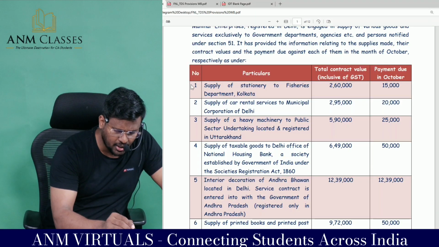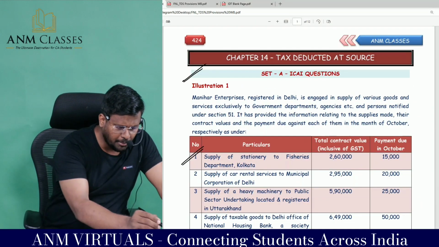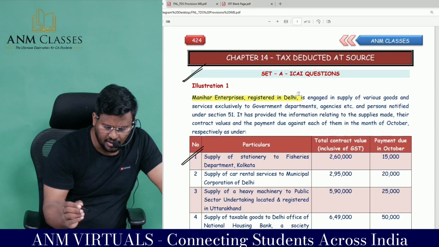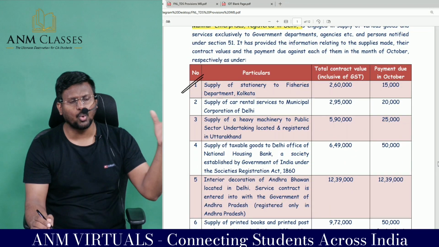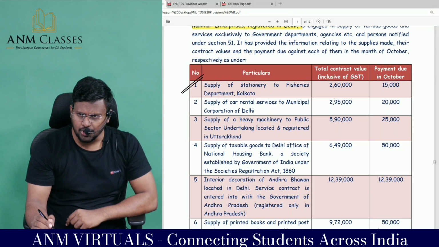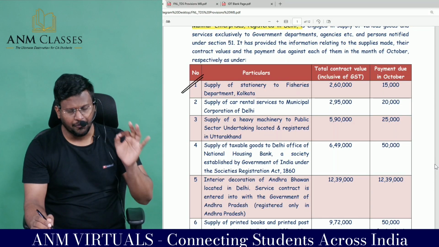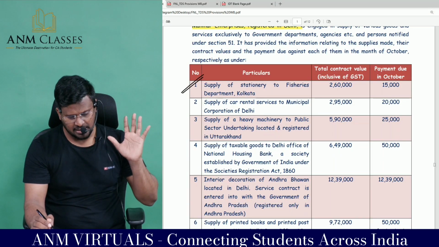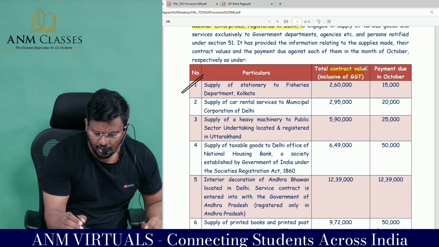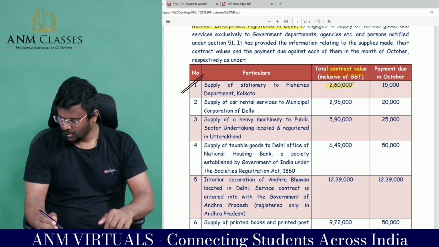Supply of stationery to Fisheries Department, Kolkata. That means our Manihar Enterprises registered in Delhi has supplied to Fisheries Department, Kolkata. So, my dear lovable students, they are a government department. As per section 51, government departments are liable to deduct TDS. So what is the total contract value? 2,60,000. This is inclusive of GST.